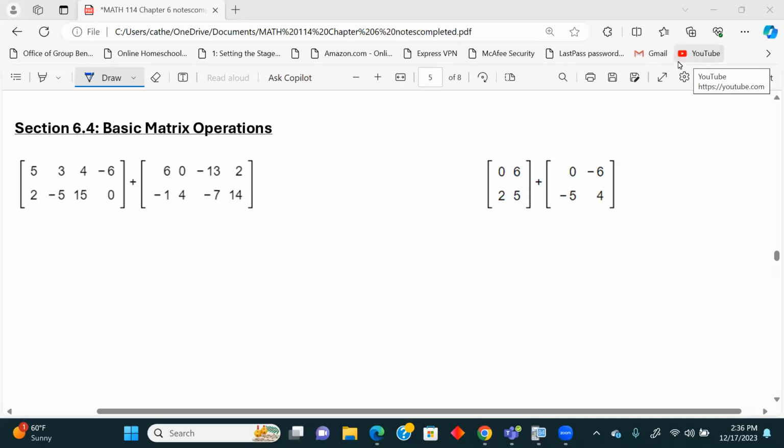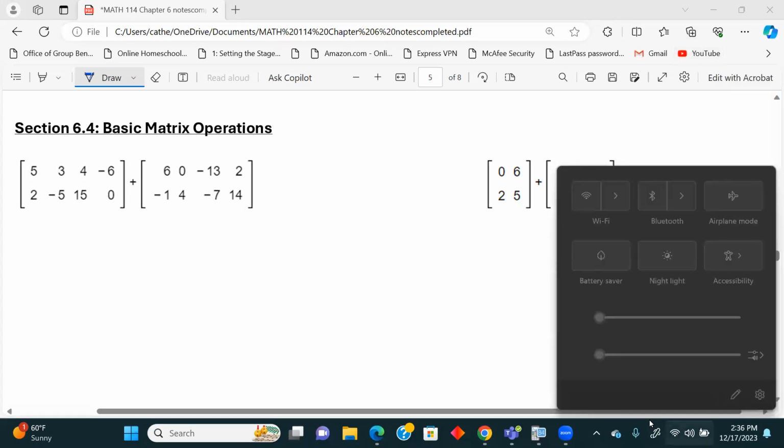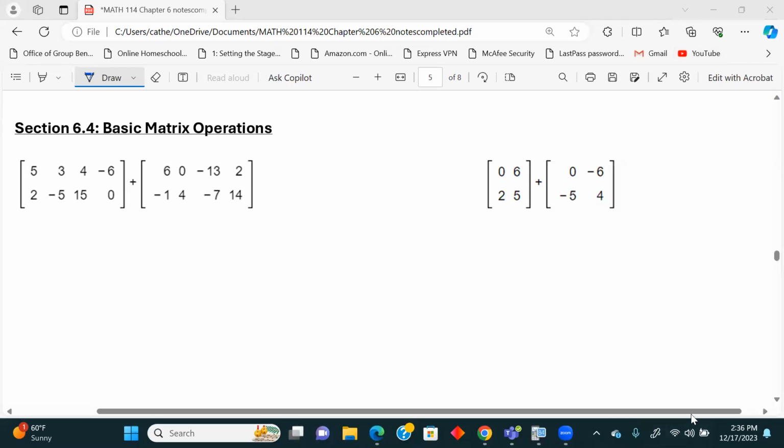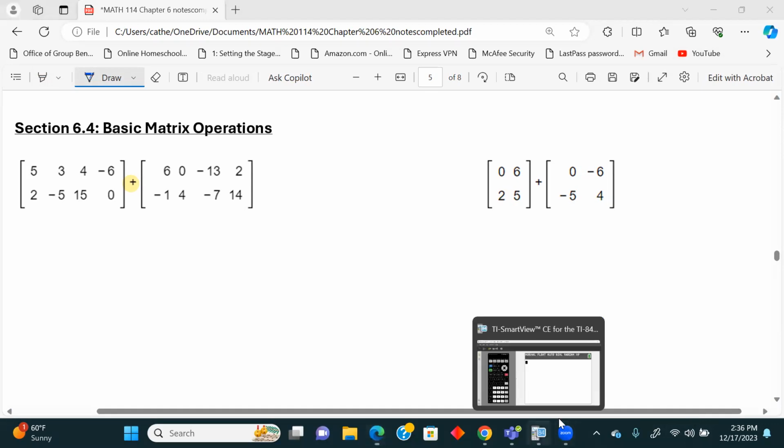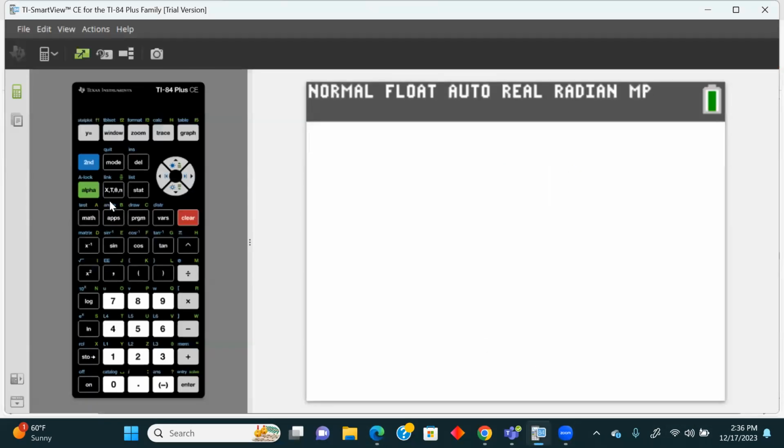This is section 6.4, basic matrix operations. So we have two matrices, and we're going to add them together. I guess we could do this by hand, but I'm just going to use the calculator for these.